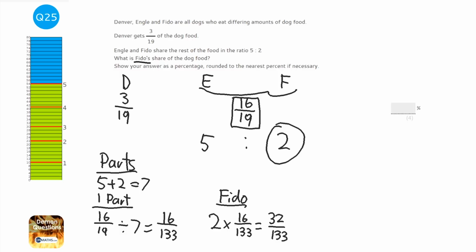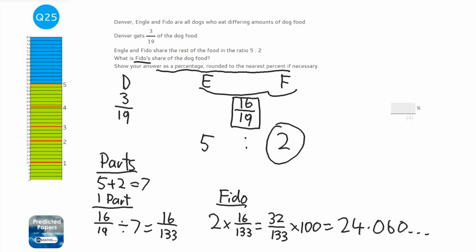Now it does say show your answer as a percentage rounded to the nearest percent. So to work between fractions and percentages, I just need to times by 100. So what I can do is just times that by 100. I'll do it on the calculator, times by 100, and press S to D if it comes up as a fraction. And it says 24.060 blah blah blah. So to the nearest percent, Fido gets 24%.